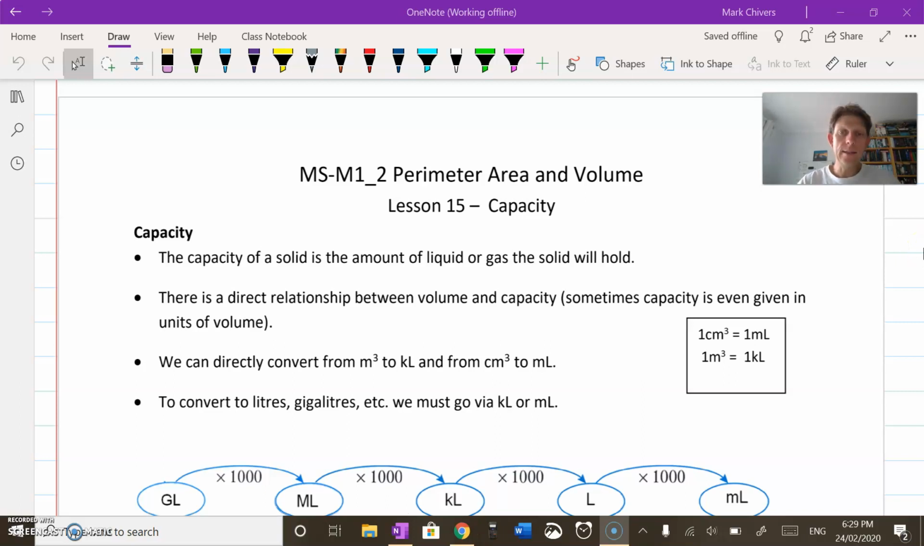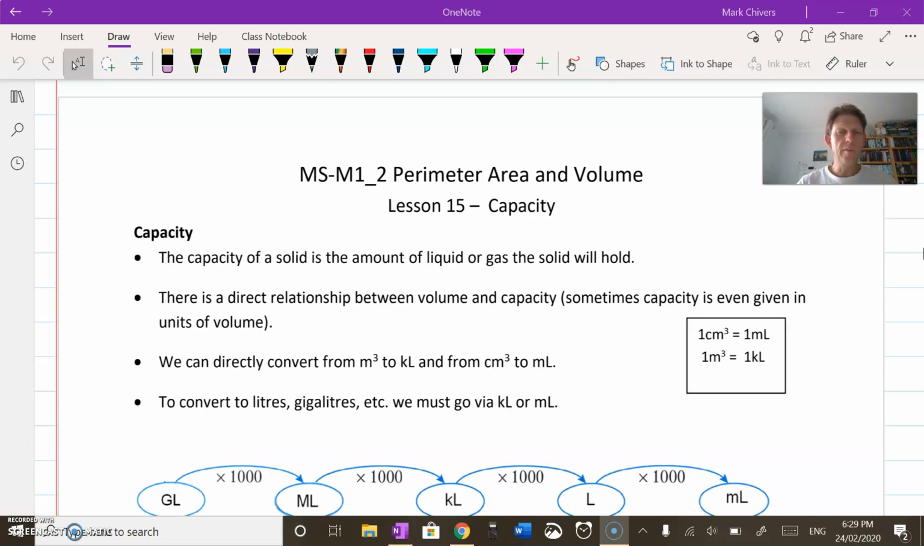Okay, for our second last lesson on perimeter, area and volume, we're going to be dealing with capacity. Capacity and volume are often confused. Volume is dealt with in cubic centimetres, cubic metres, cubic kilometres, that sort of thing, whereas with capacity, we talk about litres. They are fairly closely related, but capacity is measured in litres instead of metres cubed.